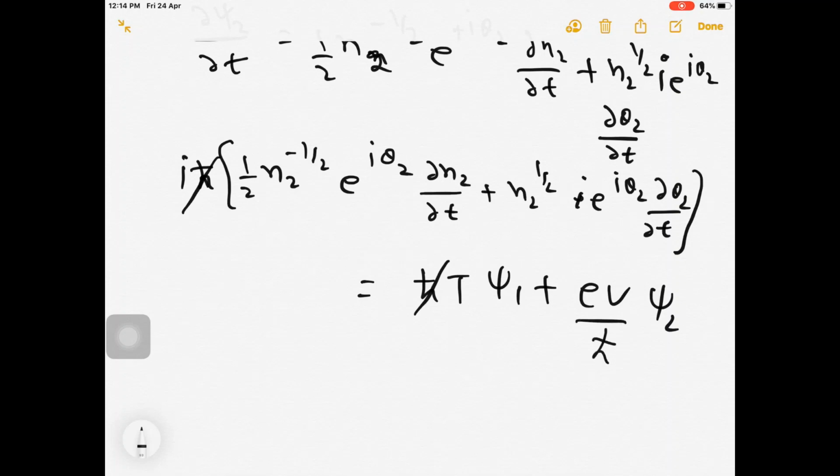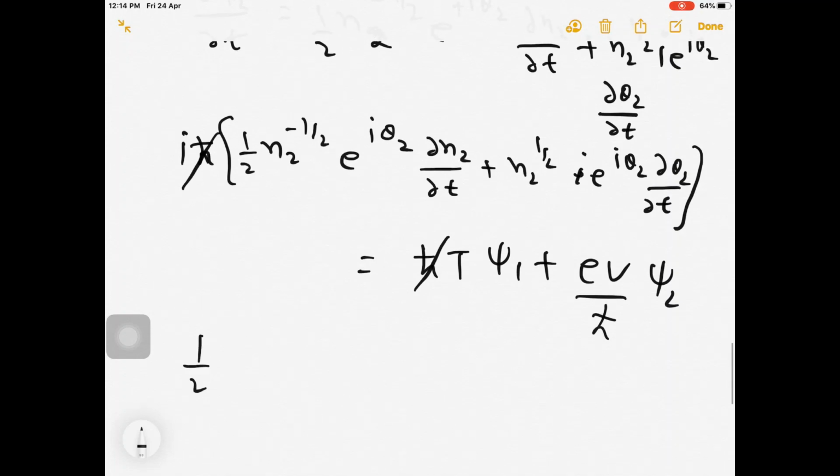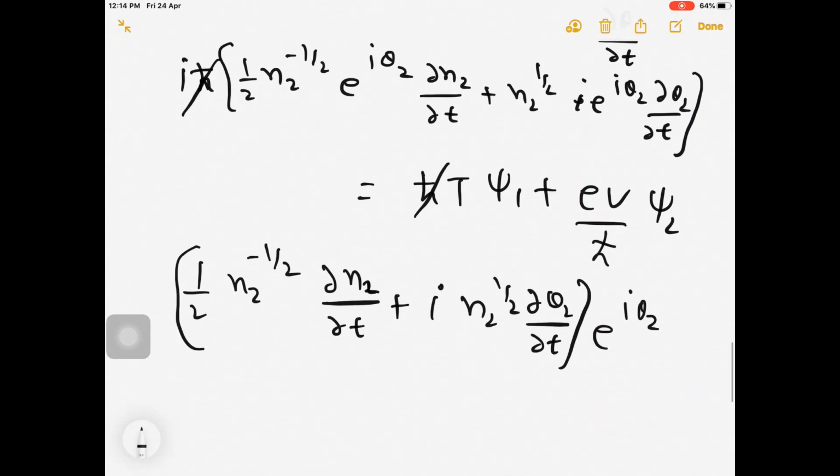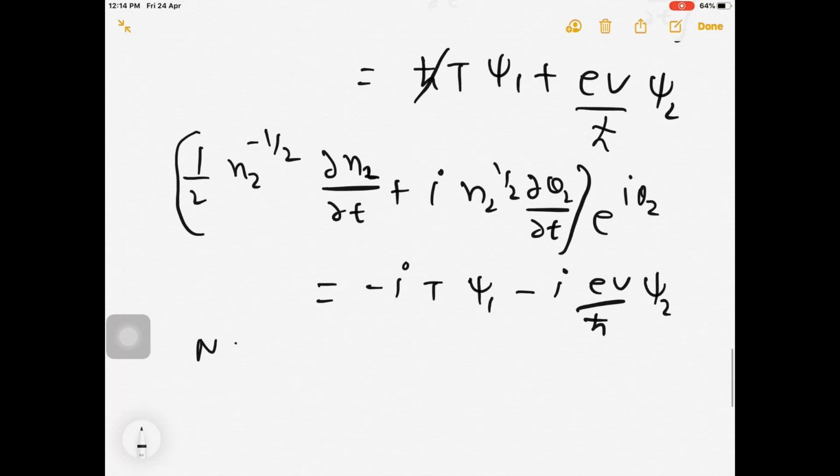When i is transferred to this side, I can write 1/2 √n2 − 1/2, and e^(iθ2) can be taken as common from both terms. So this i will become −iTψ1 and −ieV/ħ ψ2.